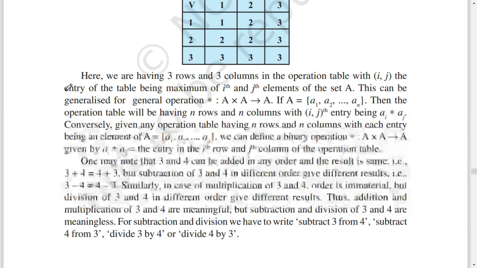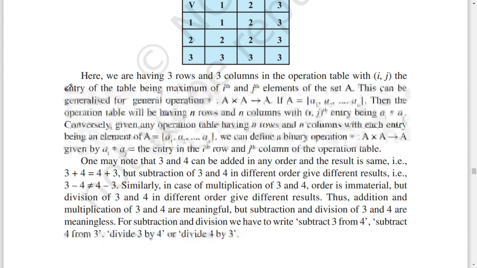This can be generalized for a general operation *: A × A → A. If A = {a1, a2, ..., an}, then the operation table will have n rows and n columns with the (i, j)th entry being ai * aj. Conversely, given any operation table having n rows and n columns with each entry being an element of A = {a1, a2, ..., an}, we can define a binary operation *: A × A → A given by ai * aj = the entry in the ith row and jth column of the operation table.